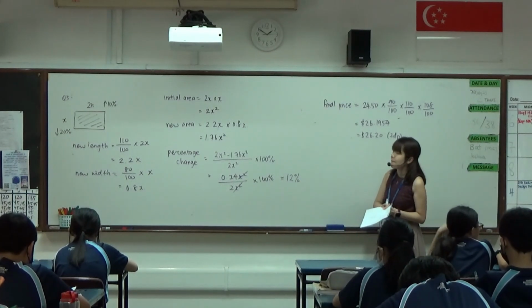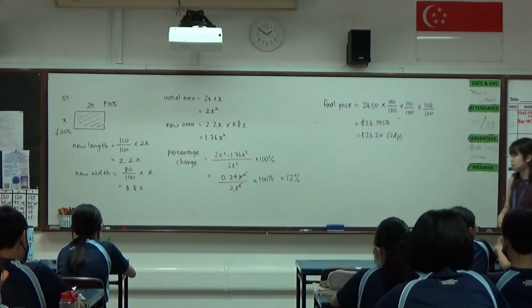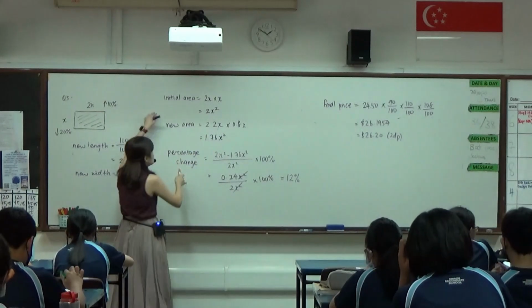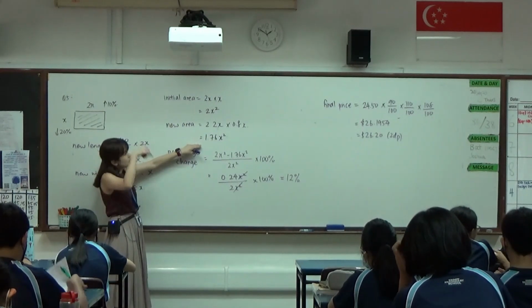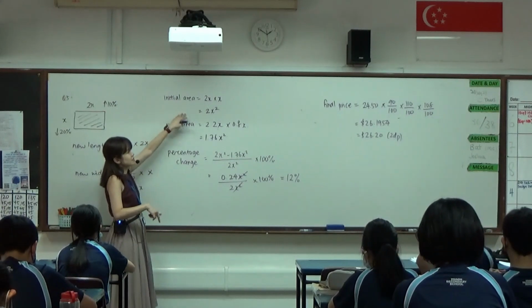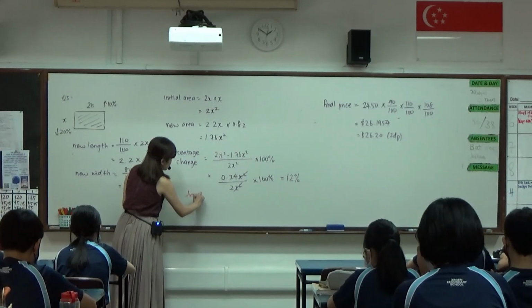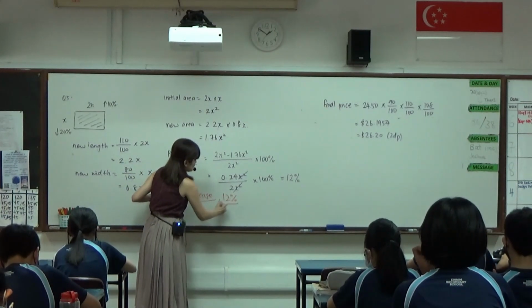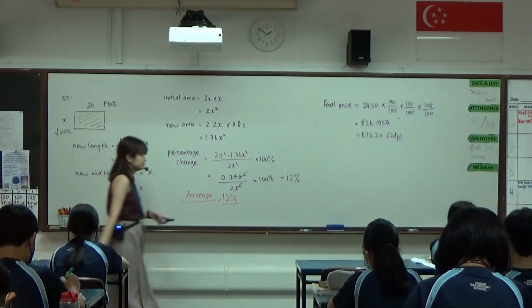Now how do we know whether it is a percentage decrease or increase? We look at what is the new and what is the initial. Initial is 2x squared, the new one is 1.76x squared. So there is a drop in terms of its area. So that's why we know that it is a decrease, and 12% in your final answer there. Alright?